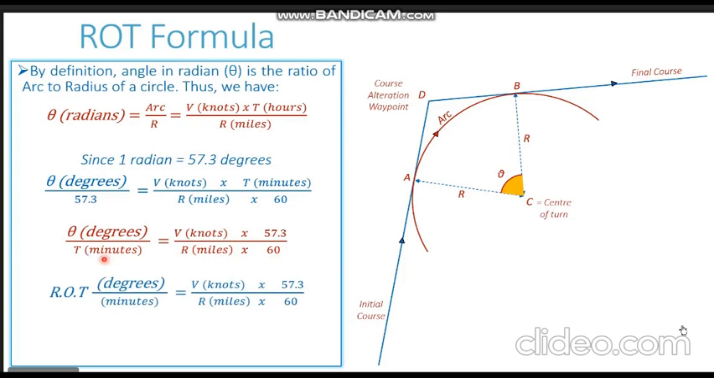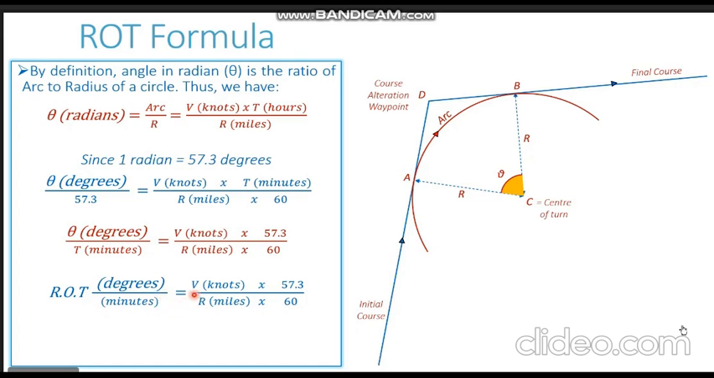Now the term which you see on the left hand side is theta degrees divided by t minutes. Theta is the angle by which the ship is turning and t is the time which the ship takes to complete the turn or the alteration. This is what is known as the rate of turn of the ship. So rate of turn is equal to degrees by minutes. These are the units of rate of turn. The ship is turning at a rate of so many degrees per minute.